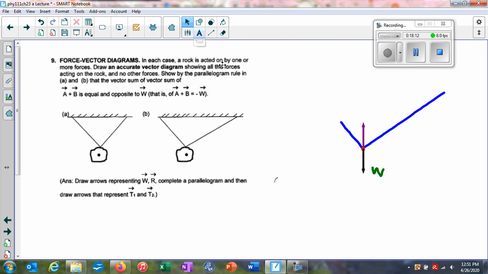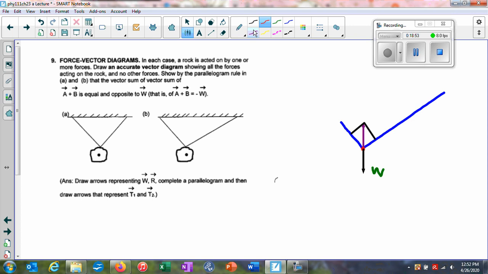Now that I have the resultant put in there, I can construct that parallelogram. The resultant would be the diagonal of the parallelogram. So let's do that with a line. I'm going to start here and go to there, and I'm going to start here and go, making opposite sides parallel as well as I can. There we go.